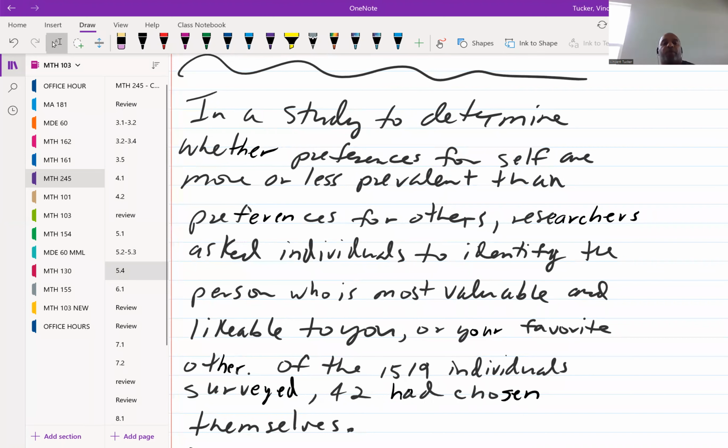So in a study to determine whether preferences for self are more or less prevalent than preferences for others, researchers asked individuals to identify the person who is most valuable and likable to you, or your favorite other. Of the 1,519 individuals surveyed, 42 had chosen themselves. So out of the 1,519, 42 chose themselves as the one they like to be around the most. I'll give you a chance to write that down. Then we have 2 questions, might be 3, that pertain to this study.